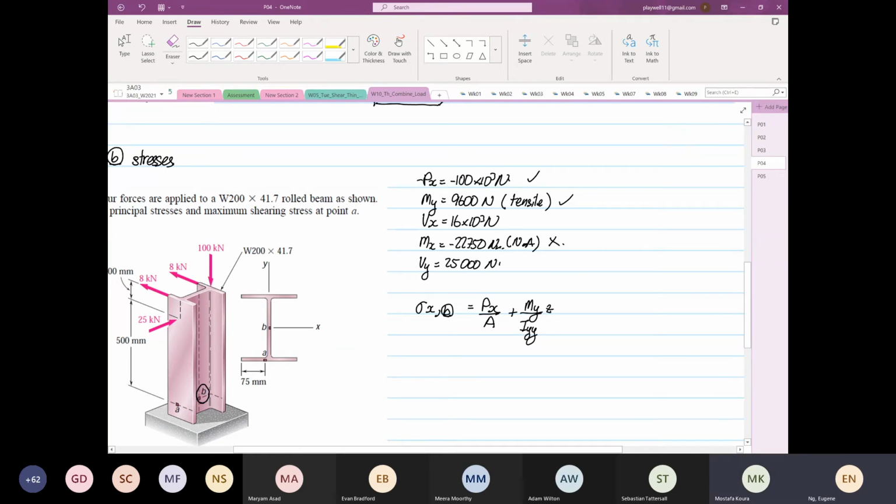Shouldn't that be Pz? Wait, Pz. I'm looking at where. Oh yeah, Pz. You're right. Let me draw my transformation. I think you're right. X, Y, right? Okay, so this is Pz.